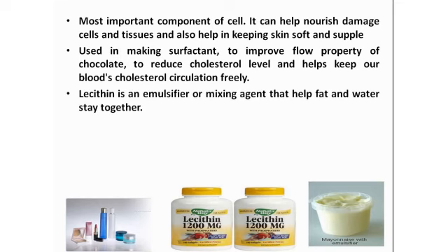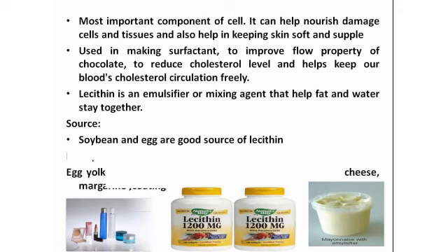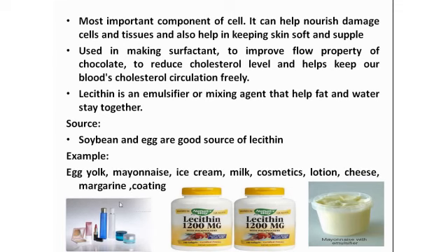Lecithin as an emulsifying agent helps fat and water to stay together. These are the different products. You can see mayonnaise. Most of you are fond of mayonnaise. This mayonnaise can be prepared by using lecithin. Good sources of lecithin are soybean and egg. For example, egg yolk, mayonnaise, ice cream, milk products, even your cosmetics also have lecithin. Lotion, cheese, margarine, and coating. This coating means the paint. These all have lecithin.